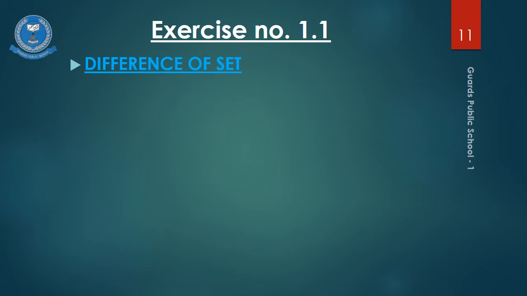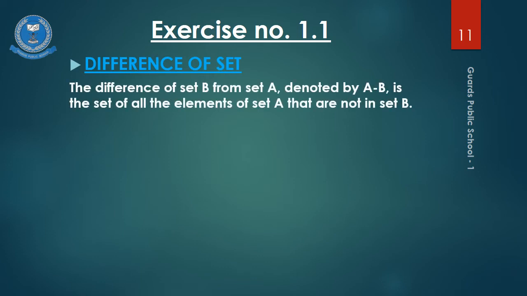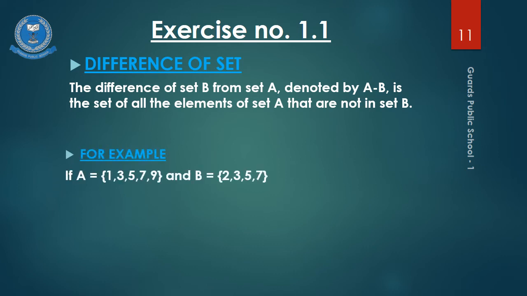Difference of sets. The difference of set B from set A is denoted as A minus B, and it is the set of all the elements of set A that are not in set B. For example, if you are given two sets, set A with elements 1, 3, 5, 7, 9 and set B with elements 2, 3, 5, 7.